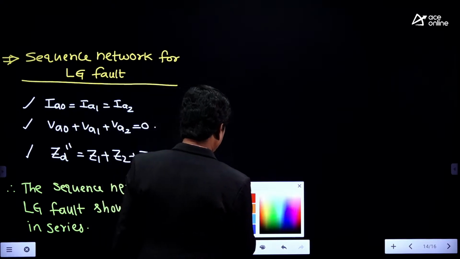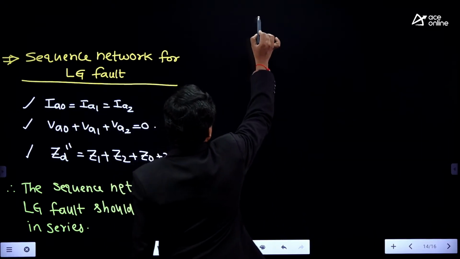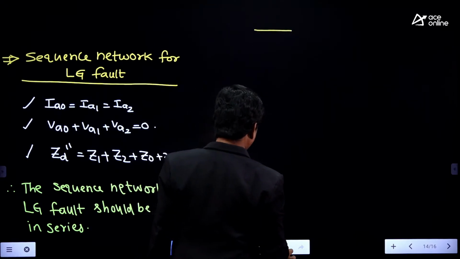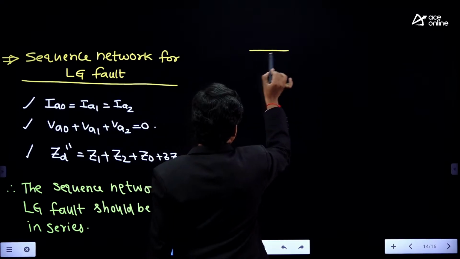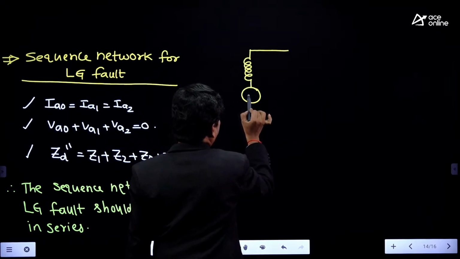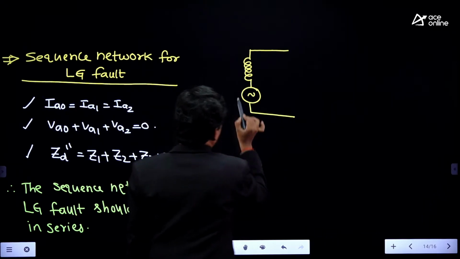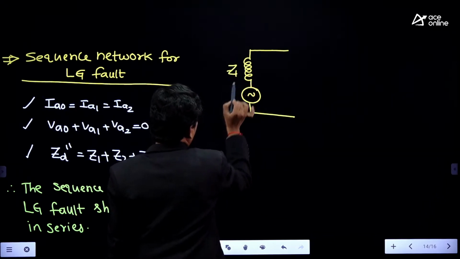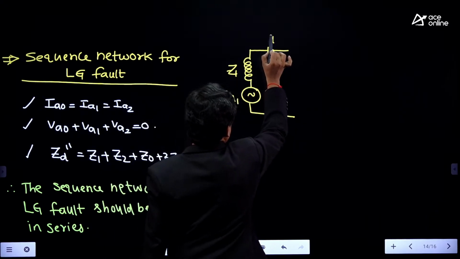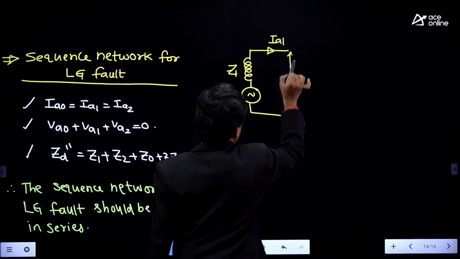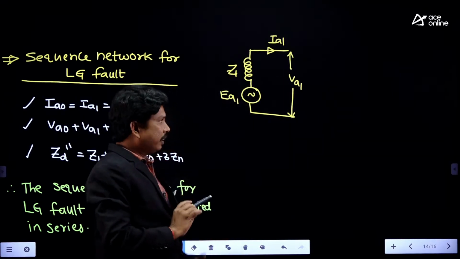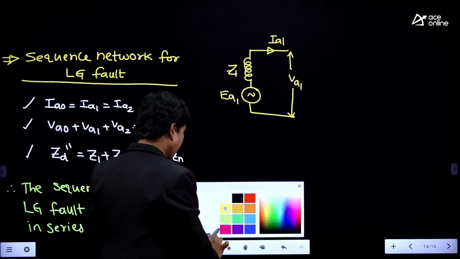So first of all, we'll draw the positive sequence network. This is the positive sequence network representation. In case of positive sequence network, the impedance here is Z1, the voltage here is EA1, the current here is IA1, and the voltage here is VA1. Is it right?